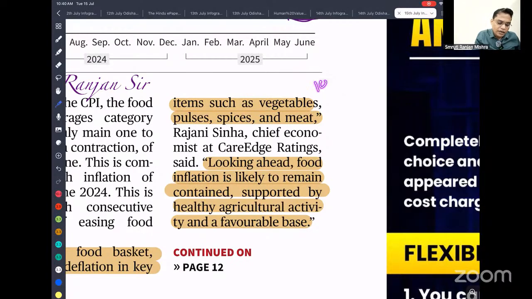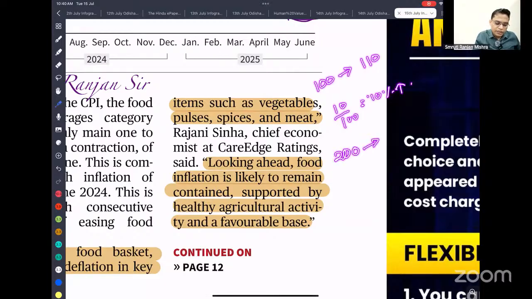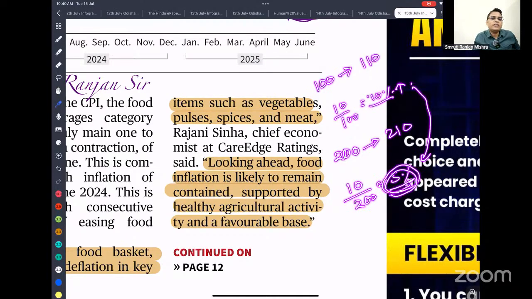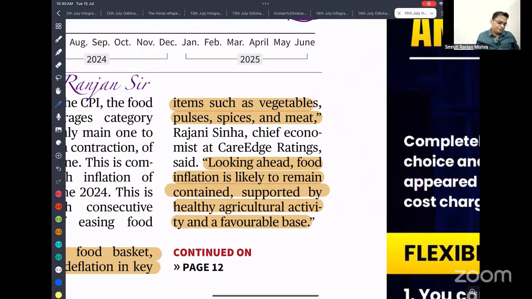Let's say 100: if we have 100 rupees and it increases to 110, here it is 10 by 100, so 10% growth. Let's say in a second case, initially you have 200 but it increases to 210. Then what is the percentage increase? 10 by 200, so it is 5%. Though in both cases it increased by 10, the percentage increase is much less. This is what is called the base effect. When the base is very low, inflation will be high. When the base is very high, inflation will be very low. This is what is called the base effect.